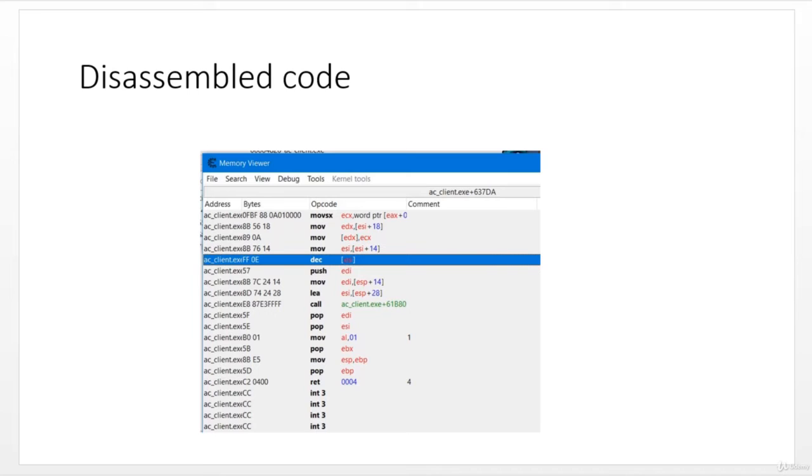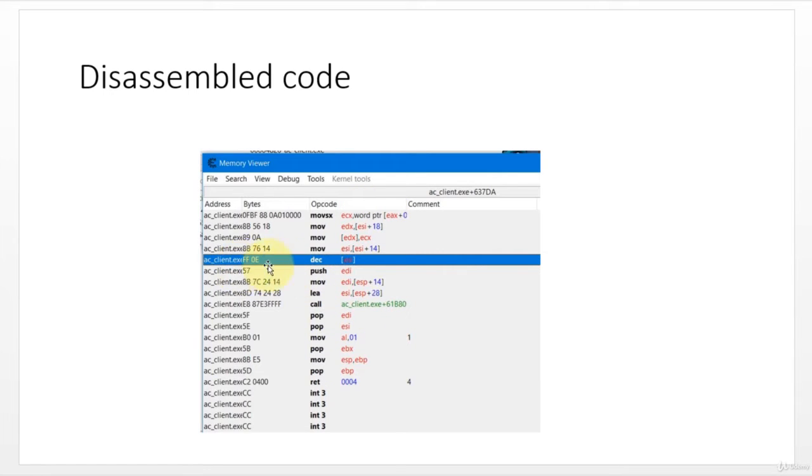This is what disassembled code looks like. This is taken from the memory viewer panel of the Cheat Engine program. As you can see here, the left column is the address of the instructions. The center column is the machine language, which we humans cannot understand. But Cheat Engine will disassemble it and reproduce it in human readable form, known as assembly language.